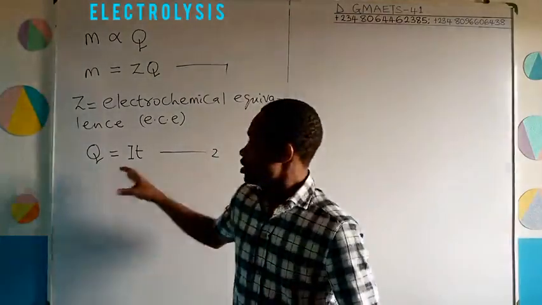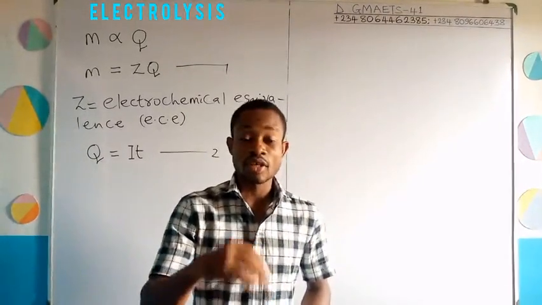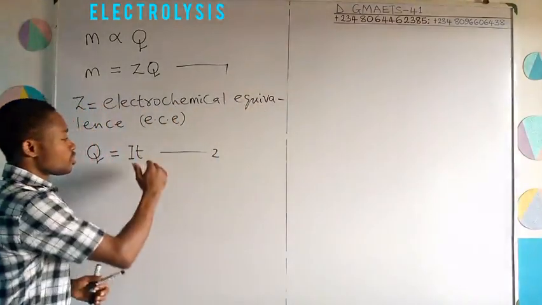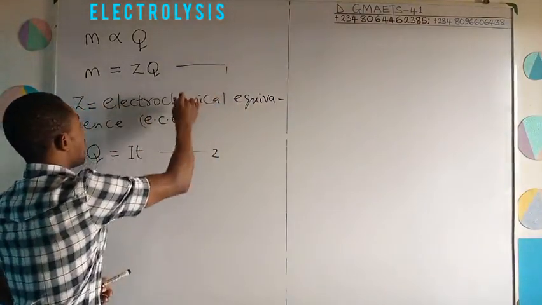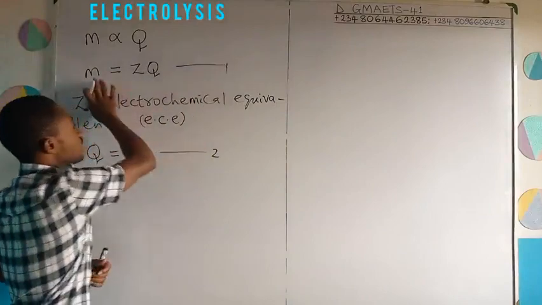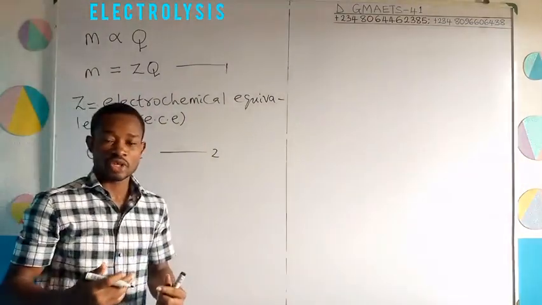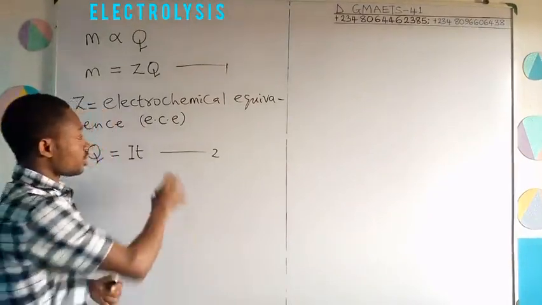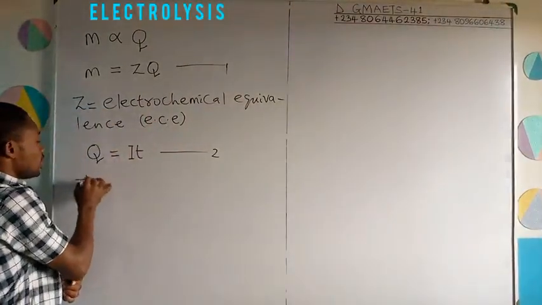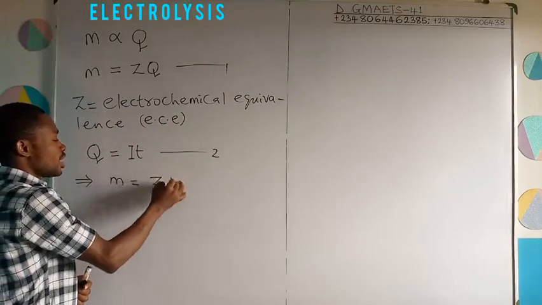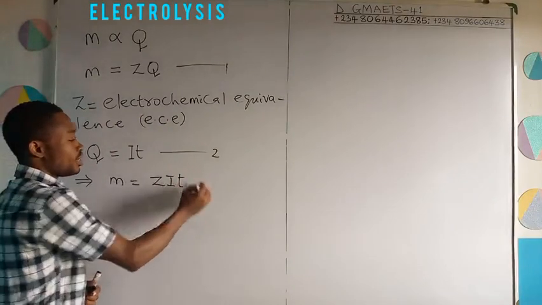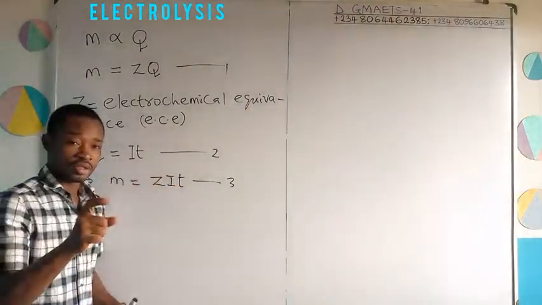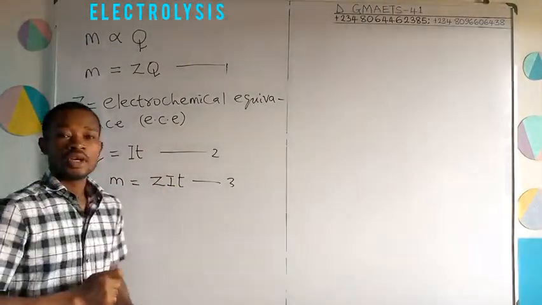So we now have this: quantity of electricity is equal to IT, current times time. Are you following? If we substitute equation 2 in 1, we get that the mass deposited, discharged during electrolysis will be ZIT, where Z, of course, is the electrochemical equivalent I said. The implication is that m is equal to ZIT, where IT is the quantity of electricity that is passed through that solution during electrolysis.